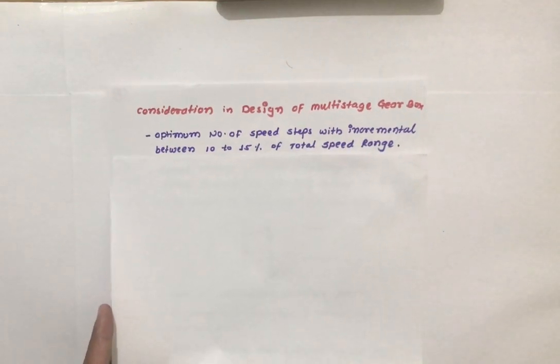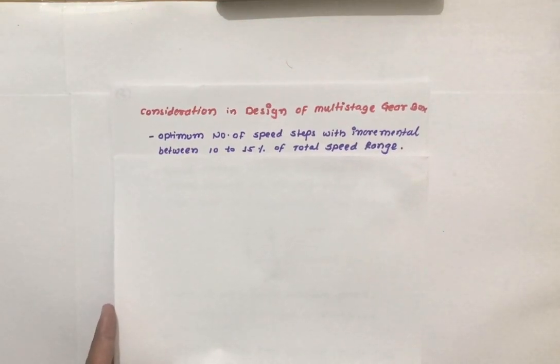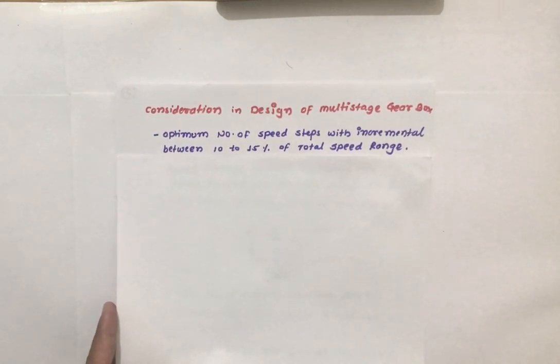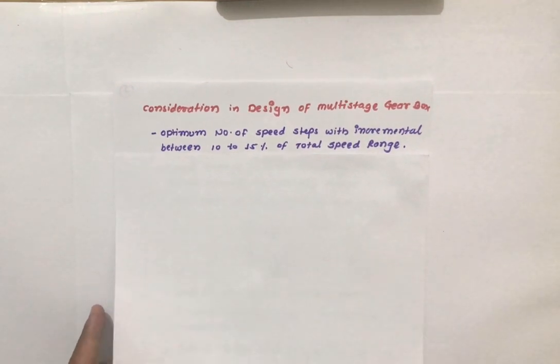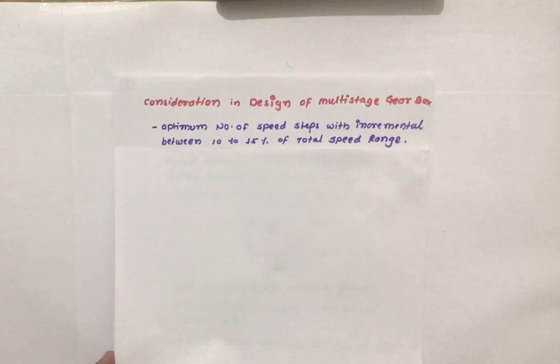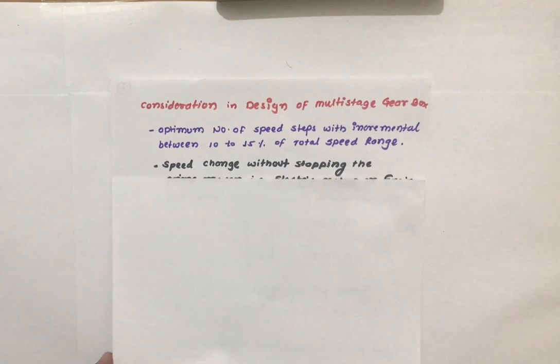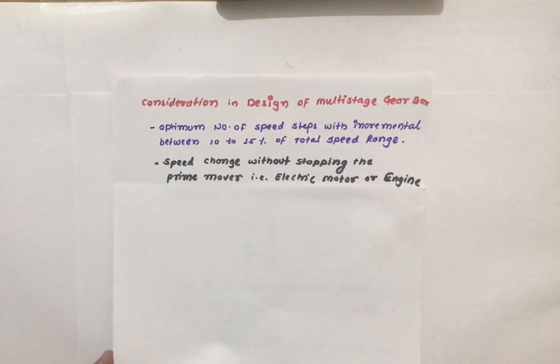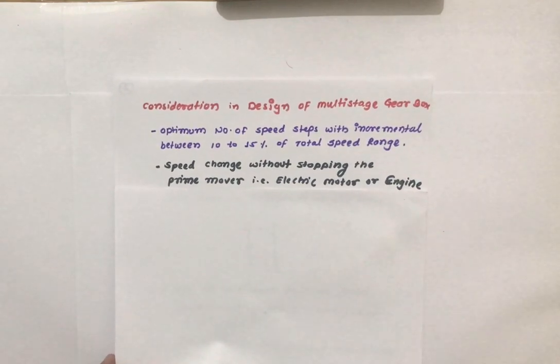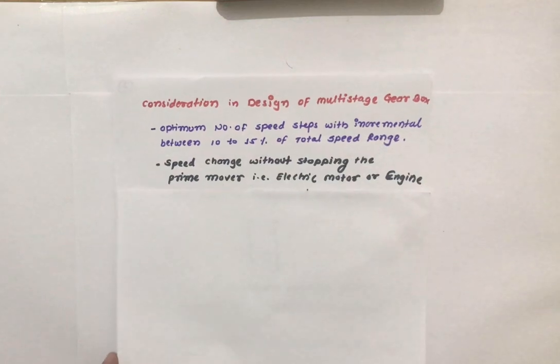Now we'll see the design considerations for multi-stage gearbox. So the first consideration is the optimum number of speed steps with increment between 10 to 15% of total speed range. This means your step speed is 10 to 15% of the total speed range, that is n max. The next design consideration is that the speed can be changed without stopping the prime mover, that is IC engine or electric motors.